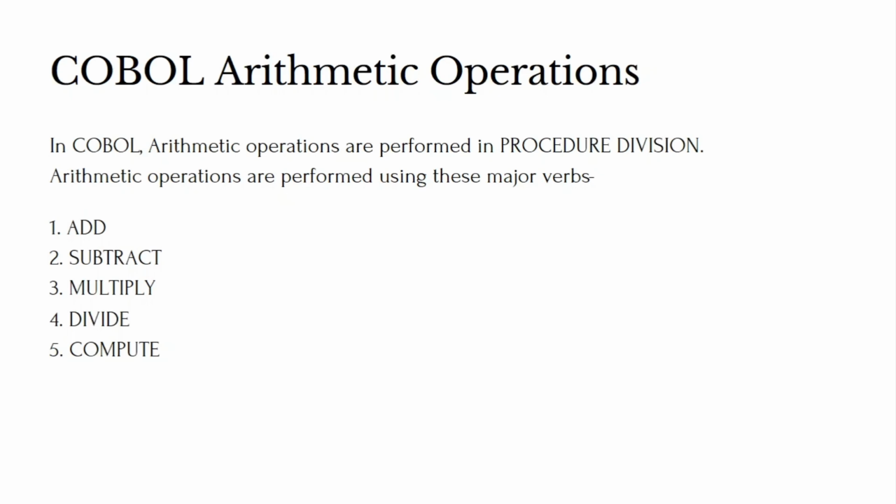In this video, we will be discussing COBOL arithmetic operations. In COBOL, arithmetic operations are performed in the procedure division. Arithmetic operations are performed using these major verbs. So we have a total of 5 arithmetic operations here: add, subtract, multiply, divide, and compute. Let's take a look one by one.